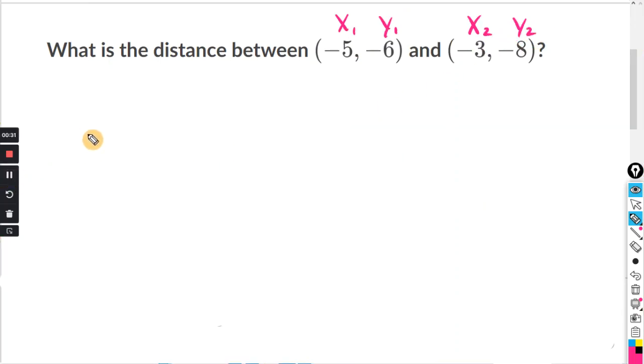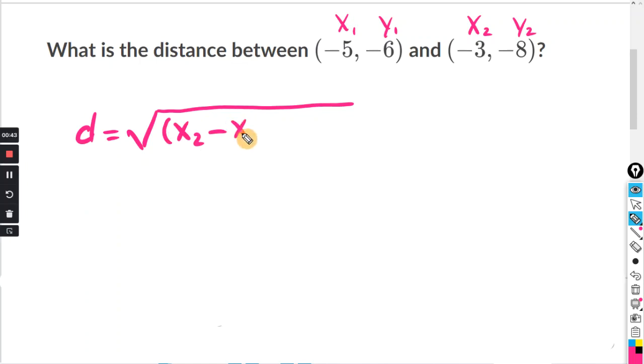So the formula for the distance, representing distance with the letter D, that's going to be the square root of x2 minus x1, quantity squared, plus y2 minus y1, quantity squared. Okay? Now, as a matter of fact, the order that you subtract the x's and y's doesn't really matter, but I'm going to explain that at the end. So we'll just do it the basic way for now.